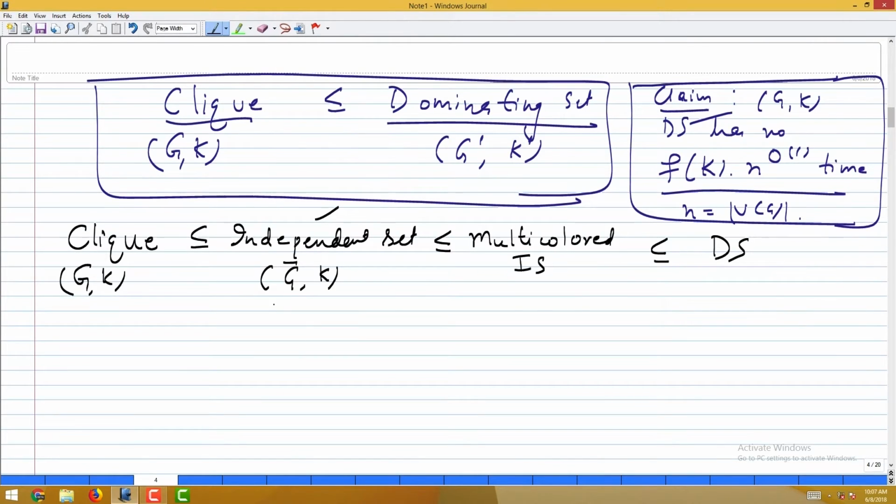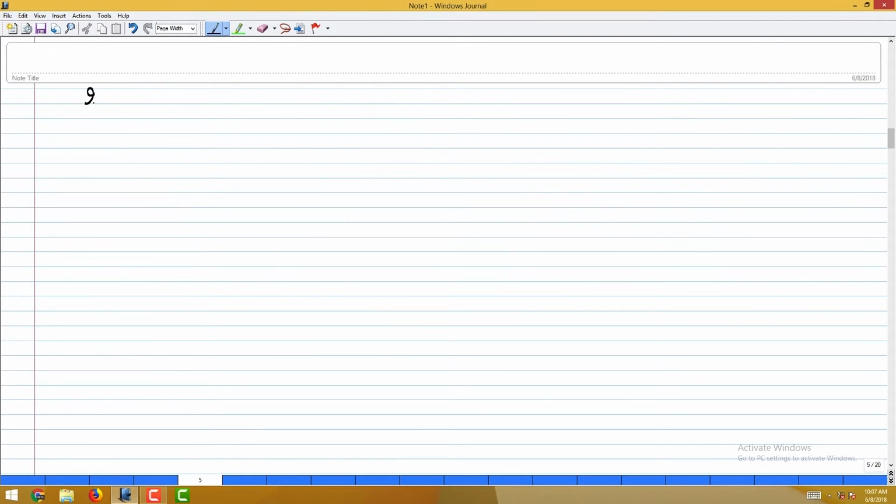So I'll just state what that is. We'll give a reduction from independent set to multicolored independent set, and then finally to dominating set. Okay, so I have to give you two reductions: one from independent set to multicolored independent set, a parameterized reduction, and then a parameterized reduction from multicolored independent set to dominating set. So let's start with this one first. Before that, let me state what the multicolored independent set problem is.